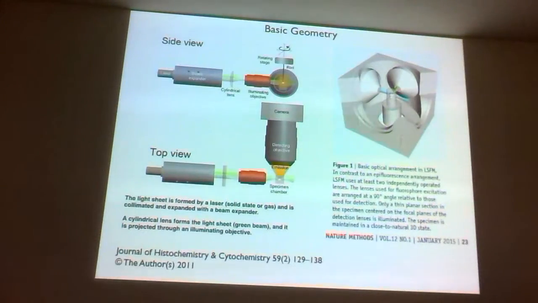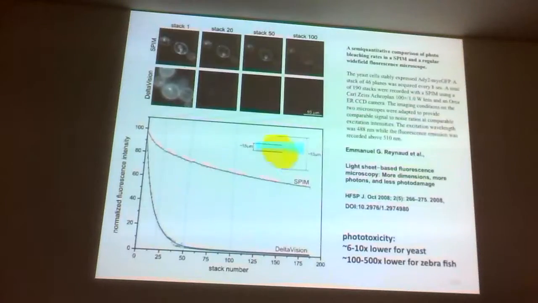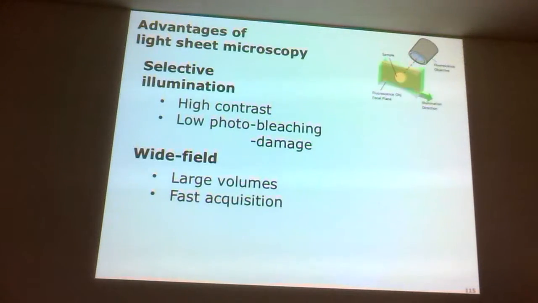Could you go one slide before? When you say large volumes, I can imagine that you need to illuminate from one side and then you have the detection from the other. So you're sort of in a corner, or aren't you? How big can your sample be, if you want to do it on a very big sample?